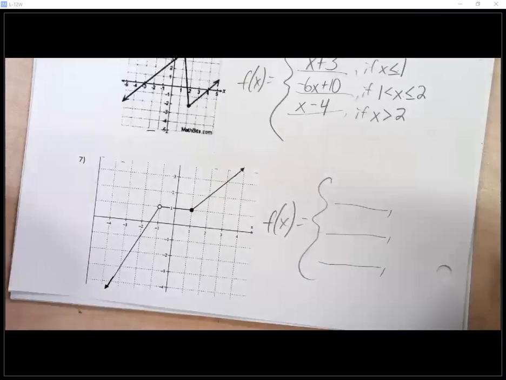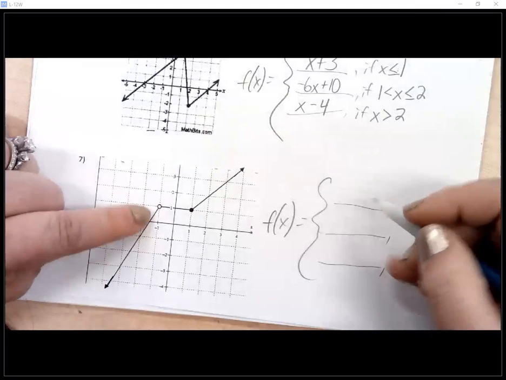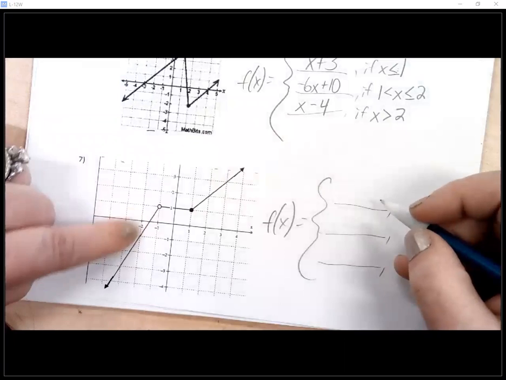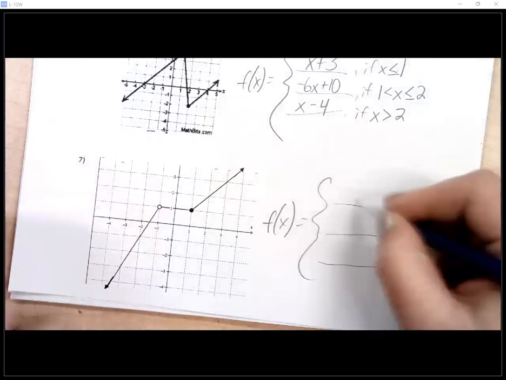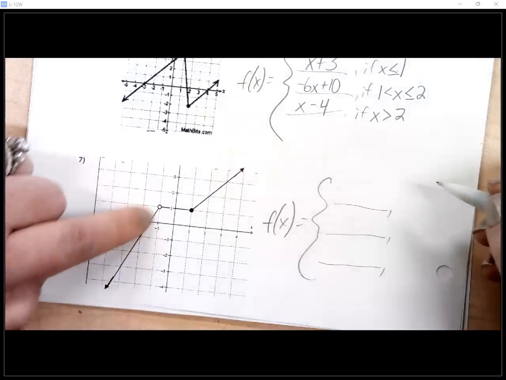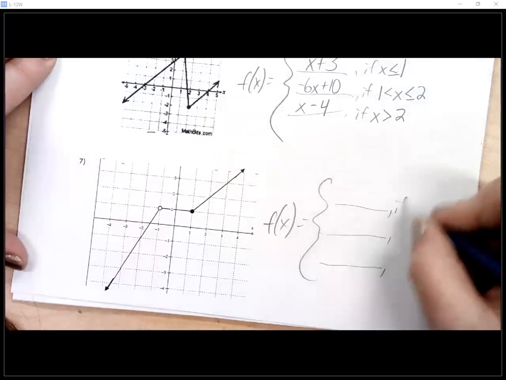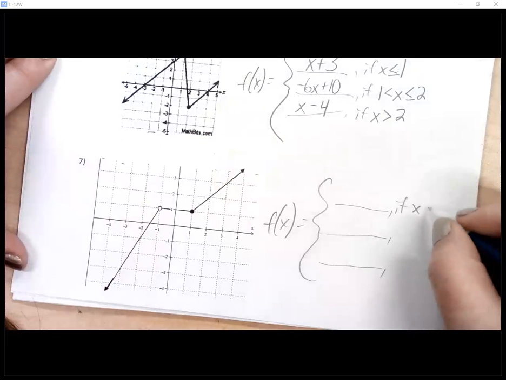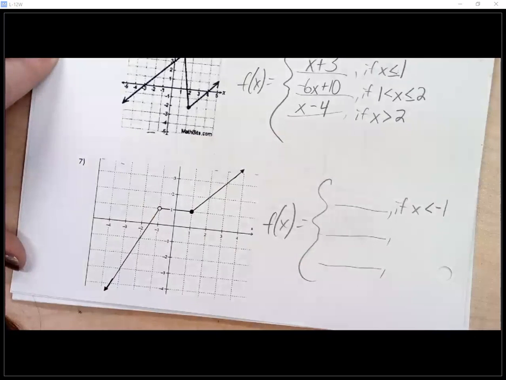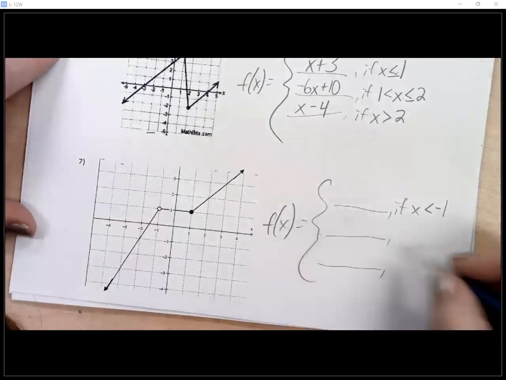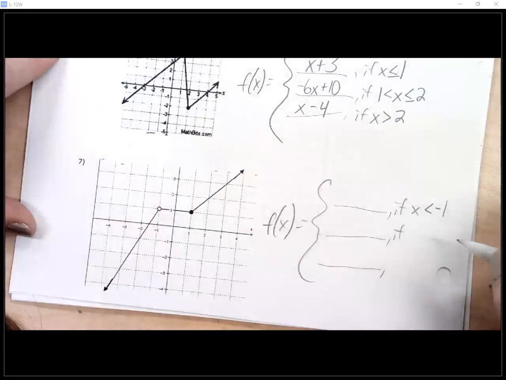Okay, so where is this top branch gonna live? This one right here. I'd say top because it's top over here. This leftmost branch, I mean. If X is what? Less than -1. It's an open dot, so I gotta make sure that that one's less than. The middle piece lives where? Where's that middle piece live?